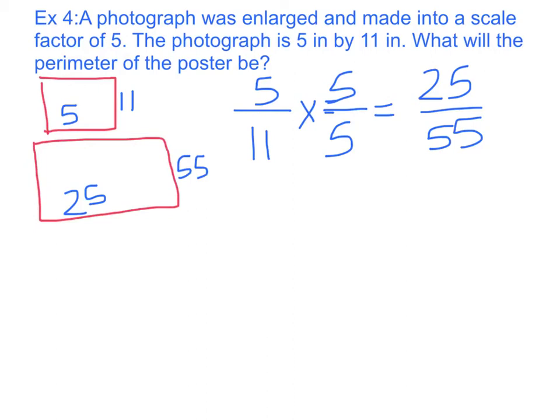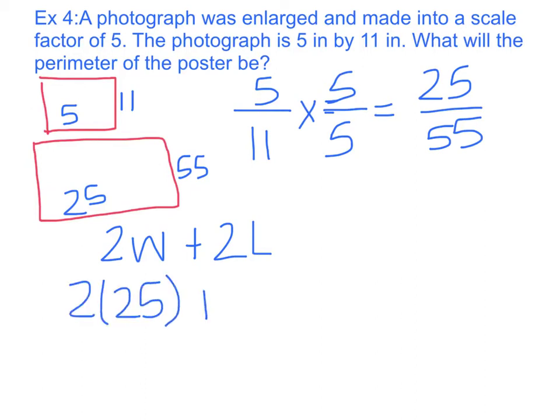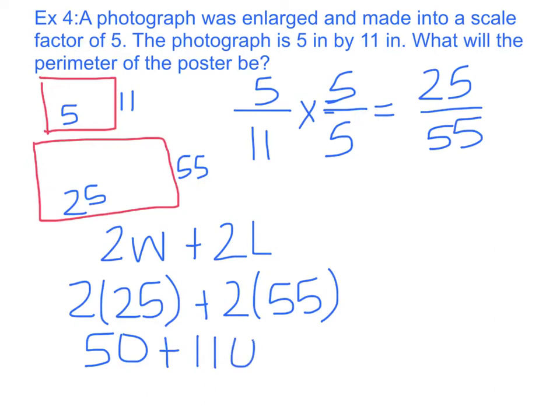So now we can figure out what is the perimeter. And we know our perimeter is 2 times the width plus 2 times the length. So it's going to be 2 times 25 plus 2 times 55. So that is going to be 50, 2 times 25, and 55 times 2 is going to be 110. So 50 plus 110 is 160 inches.